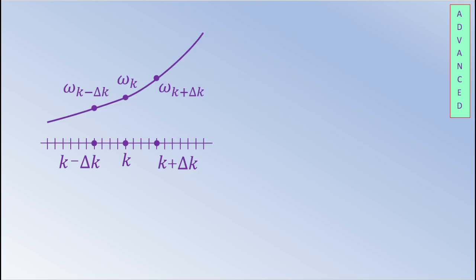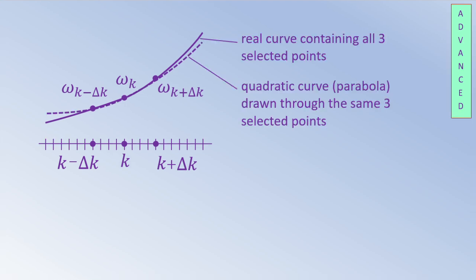Let's consider the central point of the packet with wave number k and the angular frequency omega of k, and two more points to the left and right of the center, both located at an extremely small distance delta k and having frequencies omega of k minus delta k and omega of k plus delta k correspondingly. The angular frequency is proportional to the square of the wave number for the de Broglie waves. In contrast to this, we are now considering the general case when this dependency is not quadratic. Through any 3 points located in the plane, we can draw a quadratic curve, also called a parabola.